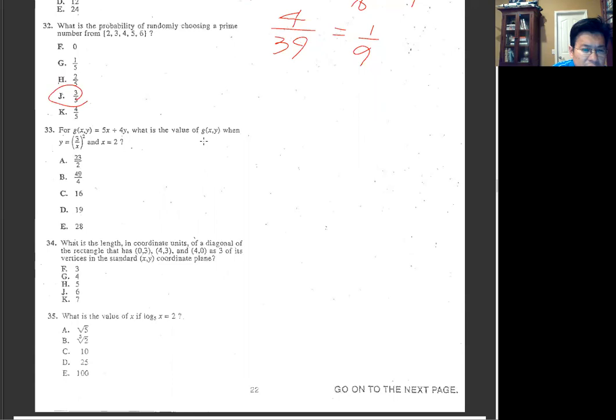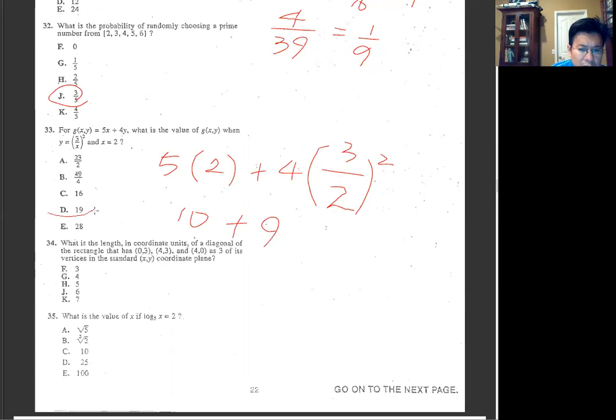What is the value of this in x and y? So instead of x, we're putting 2, 5 times 2, plus 4 times instead of y, we're putting 3, x squared, which is 2 squared. So 10 plus 9, 19.